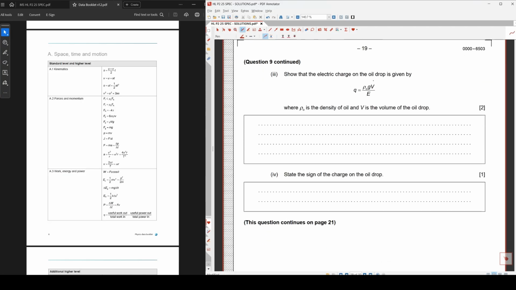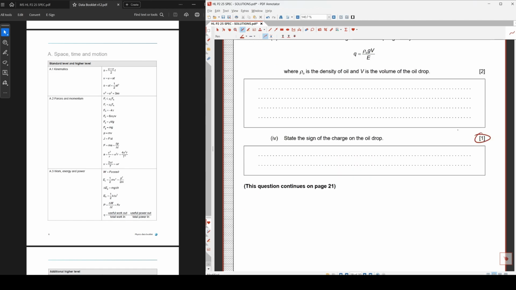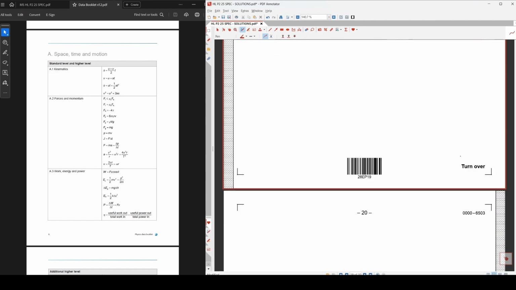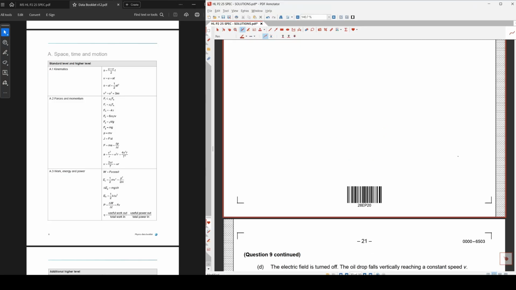This seems like a whole mess. I don't know where they're going with that. But state the sign of the charge on the oil drop. I'm at least going to take a guess there because it's either positive or negative. 50-50 chance to get that one point, even if I don't know what's going on.